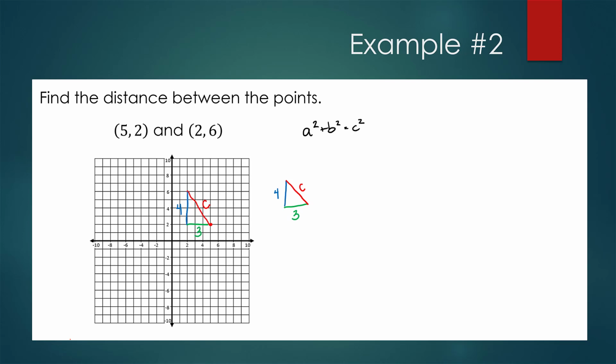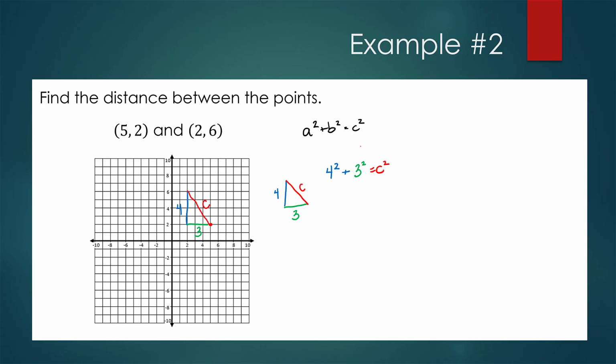And now, all we need to do is plug these values into the Pythagorean theorem. So I'll use 4 for my a value, so 4 squared, and then 3 for my b value, 3 squared equals c squared. And remember, c is the length of my segment, or the distance between those points.